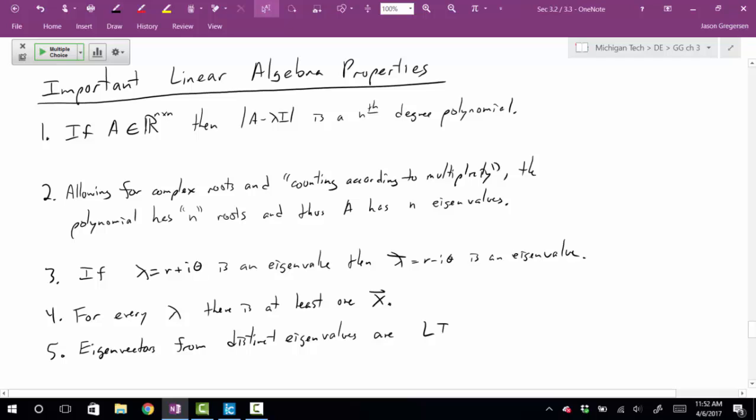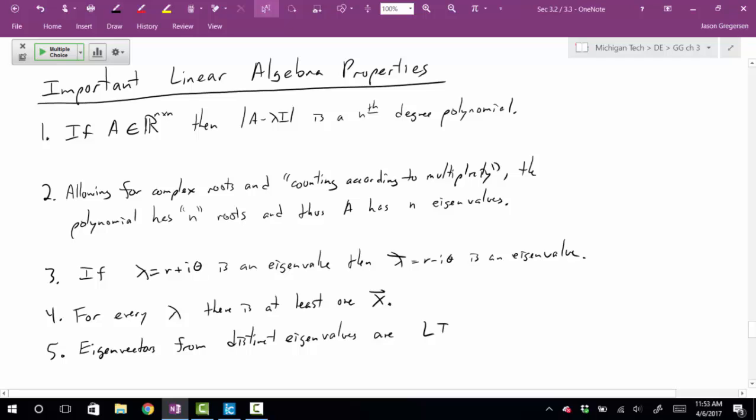The next piece says, okay, how many roots are there going to be for that nth degree polynomial? Well, first you decide, is it okay to have complex roots? We're going to say yes, it is okay to have complex roots. And then it says, counting according to multiplicity, the polynomial has n roots. What does that mean? It just means that if your roots are like lambda equals 3, 3, 3, and 3, you're counting those as 4 roots. If you have a repeated root, you're counting it that many times. That's what that means.